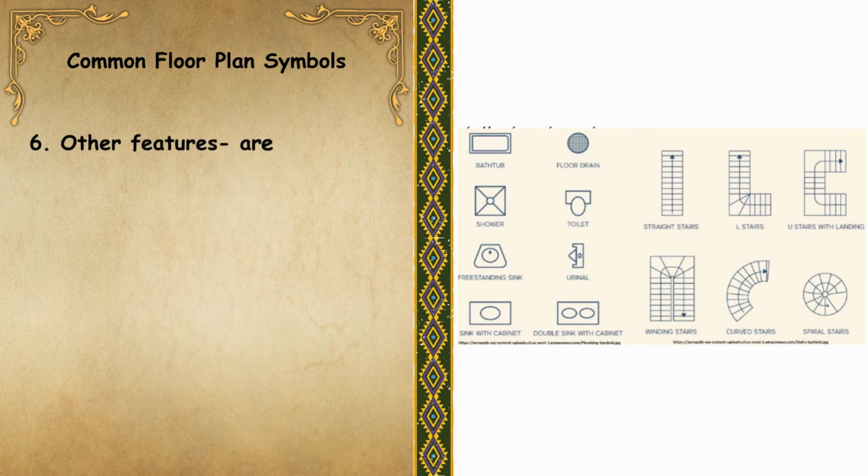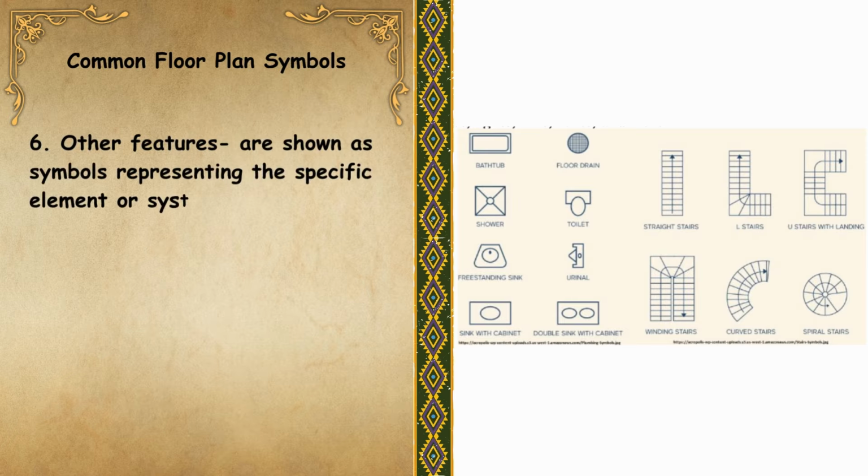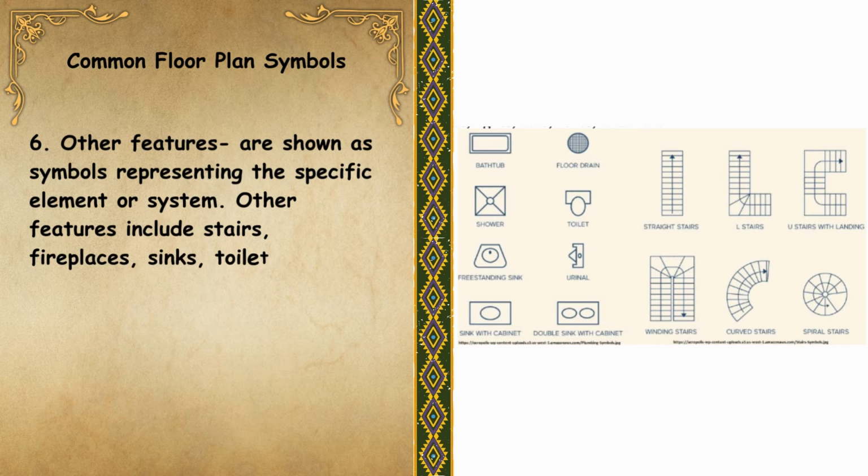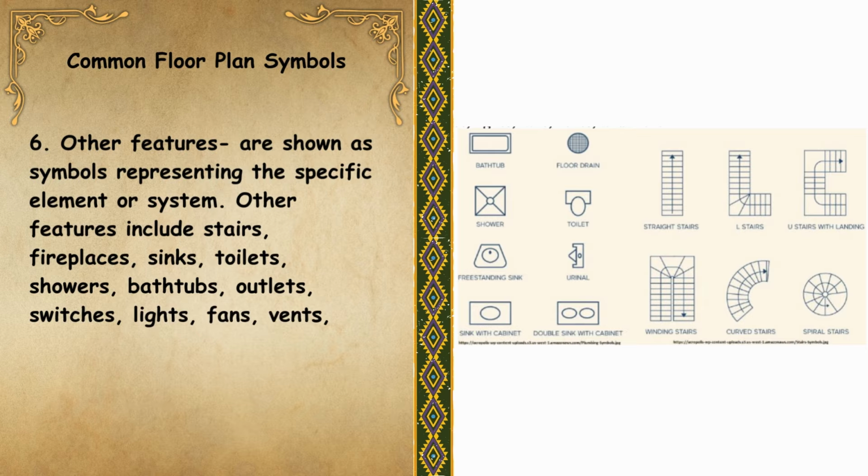6. Other features are shown as symbols representing the specific element or system. Other features include stairs, fireplaces, sinks, toilets, showers, bathtubs, outlets, switches, lights, fans, vents, and more.